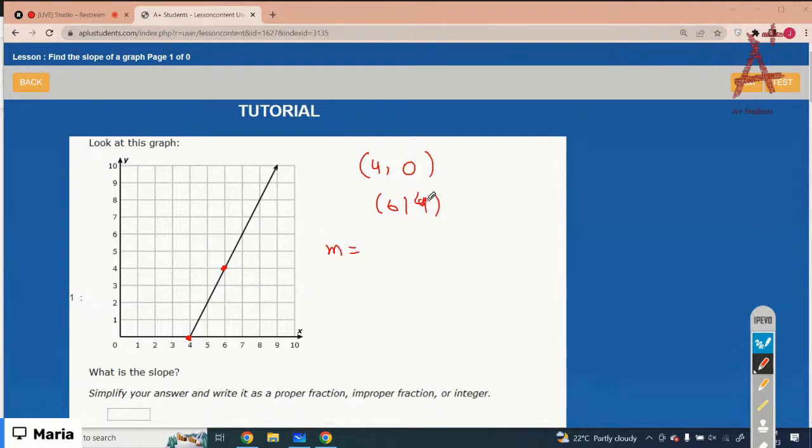The slope is change in y. This is x1, y1. This is x2, y2. So it would be y2 minus y1, 4 minus 0, divided by x2 minus x1, 6 minus 4. So 4 minus 0 is 4 and 6 minus 4 is 2. It would be 4 over 2, that equals 2. That means the slope of this graph is 2. Whenever you have to find the slope of the function, just use any 2 points on the graph. Use the formula m equals y2 minus y1 divided by x2 minus x1. This way you can find the slope of the graph. Got it?